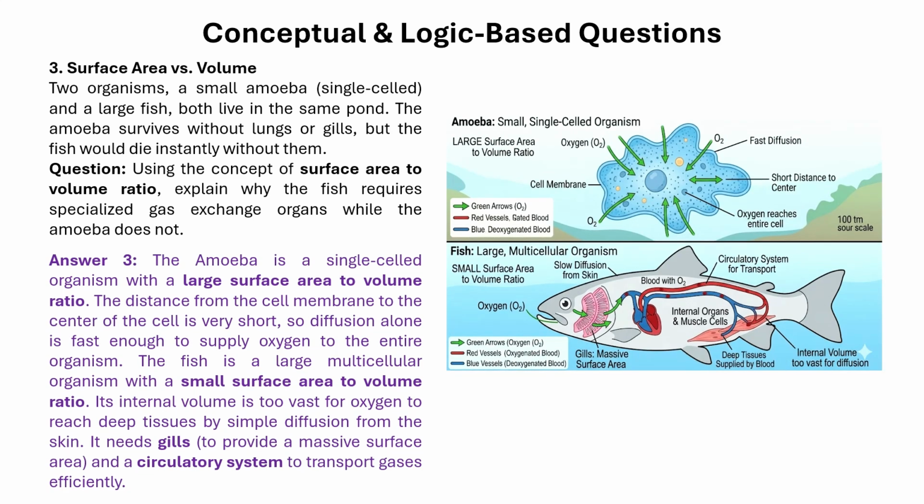The answer is, the amoeba is a single-celled organism with a large surface area to volume ratio. So the distance from the cell membrane to the center of the cell is very short, and diffusion alone is fast enough to supply oxygen to the entire organism. But the fish is a different case. A fish is a large multicellular organism with a small surface area to volume ratio. Its internal volume is too vast for oxygen to reach deep tissues by simple diffusion from the skin. So it requires gills, which provide a massive surface area, and a circulatory system to transport gases efficiently.